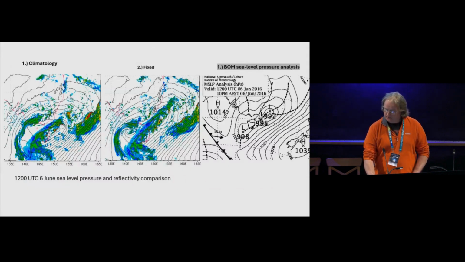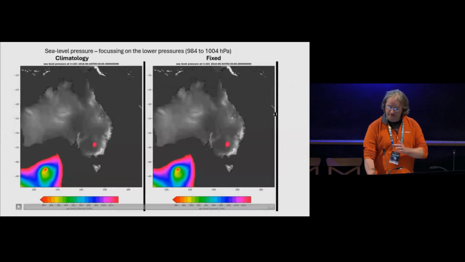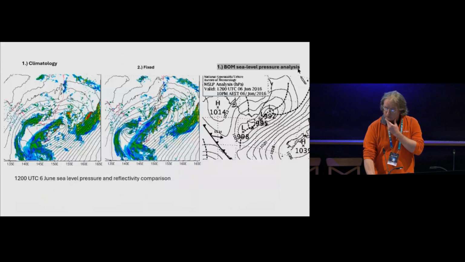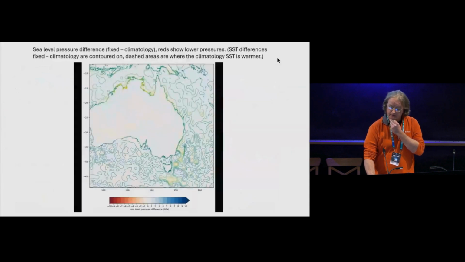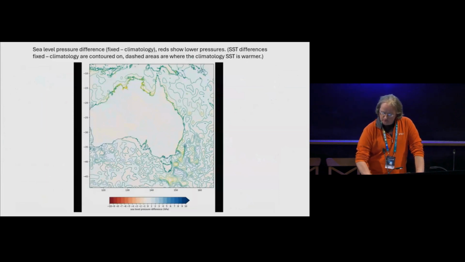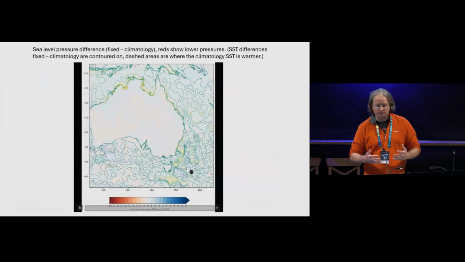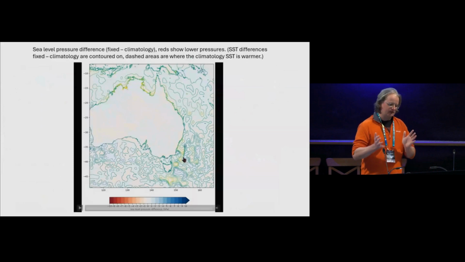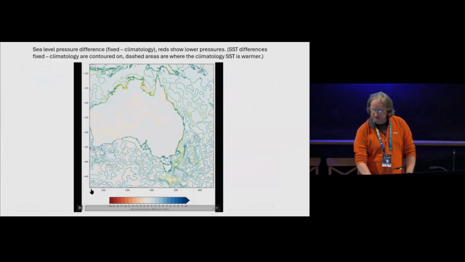And this was actually seen in the Bureau analysis, where you have these multiple low pressure systems, and also these are at the same time with the low pressure held somewhat further to the north in the Bureau analysis. And this is if you subtract the two simulations, so this is the fixed simulation minus the climatology, and underneath are the sea surface temperature differences between these two cases, with the dashed being negative.